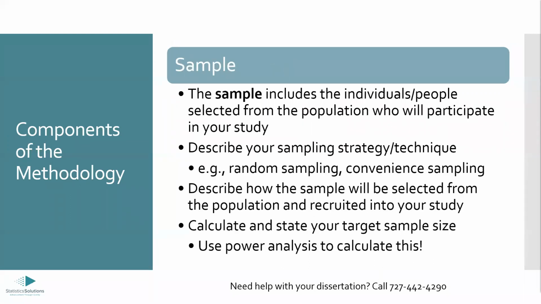So the population is different from the sample, because the sample includes only the individuals and people selected from the population who will participate in your study. So if your population is all registered nurses in the United States, your sample is just the few registered nurses that you're able to recruit and get to participate in your study.